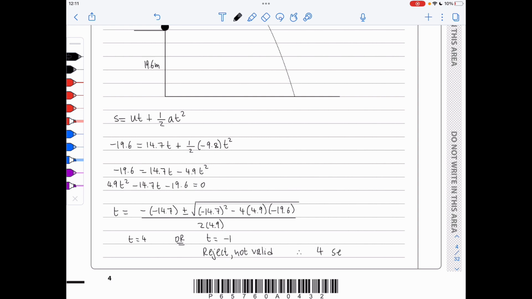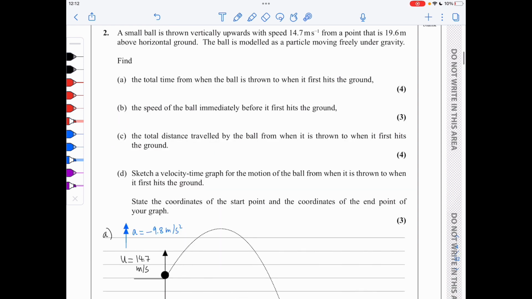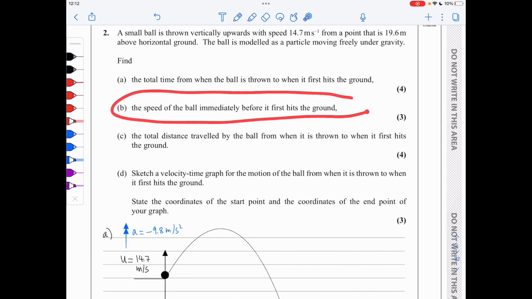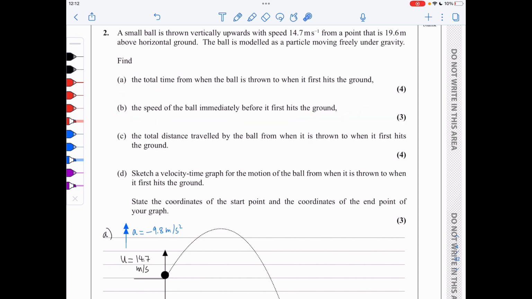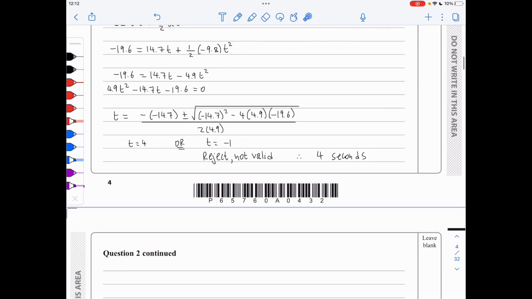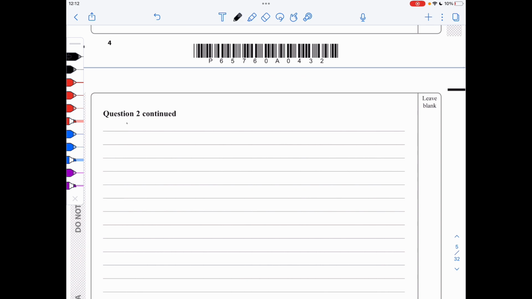In part B, I need to find the speed of the ball immediately before it first hits the ground. So in this case, I will be using v is u plus at.